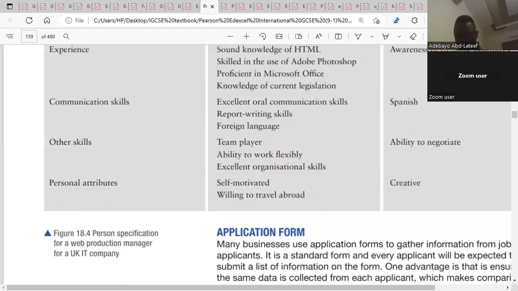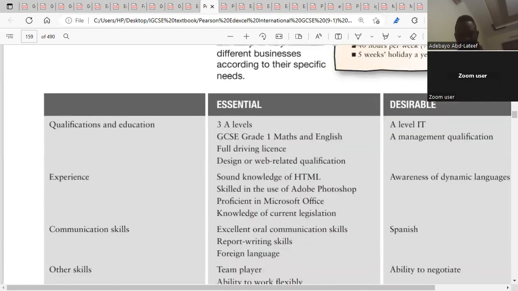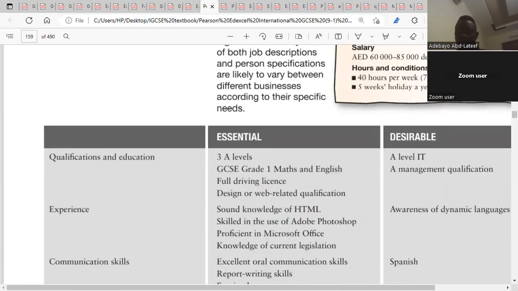Is it clear? The first or the second one? No, all qualification and education. What is needed in terms of the kind of education you should attend before you could get the job. Okay. That's the essential. Then we talk about the desirable. Here we're talking about additional things that you should have that could give you an edge over others that are applying. Do you understand? Okay.